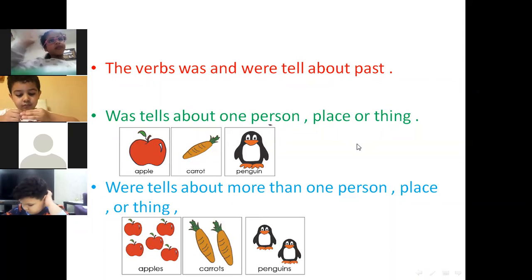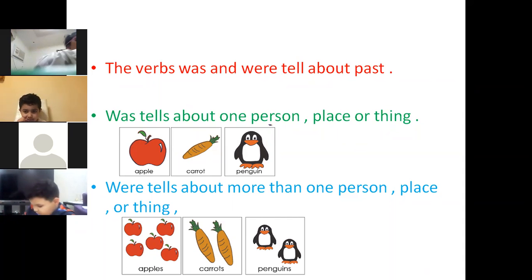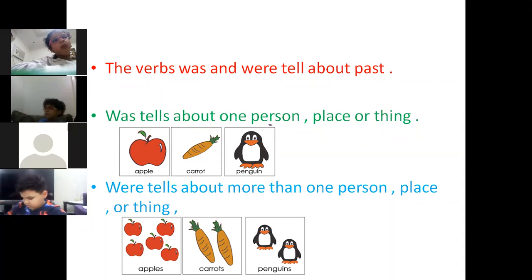So they don't show actions, but they help us to say some sentences or to connect the subject to the other words. So today we're going to talk about was and were. Was and were, they are verbs. They help us to talk or to tell about the past. For example, if you did something before the session, you can say I was eating, or I was playing, or I was sleeping. So the word was helps us to talk about the past.